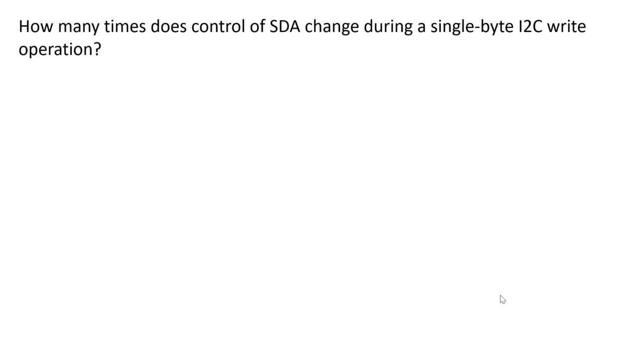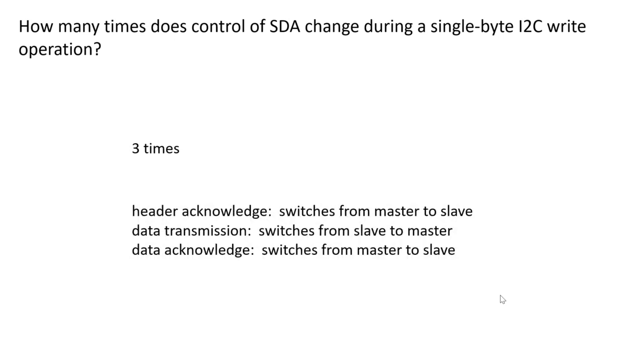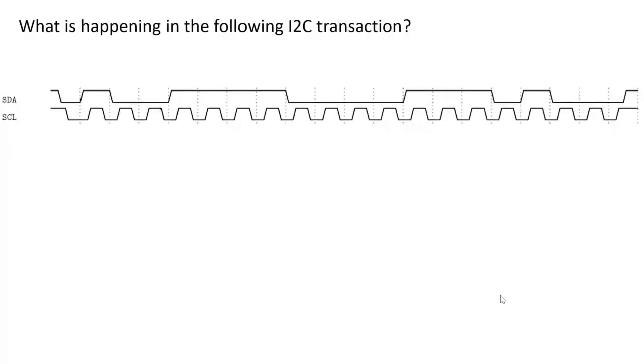However, if you're doing a write operation, then it's more complicated because you have to send the header, the slave has to take control to acknowledge, then the master has to retake control to send the data, then the slave has to retake control to send the acknowledge, so in that case it's 3 times. There's the header acknowledge, the data transmission, and the data acknowledge. So you have to switch control 3 times. When I say control, I mean basically which entity is actually in control of the SDA. Now remember, the clock is always controlled by the master in I squared C. Only the data changes hands.